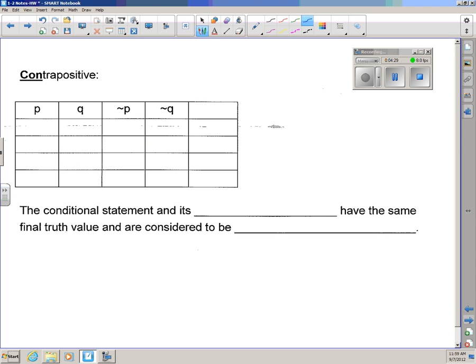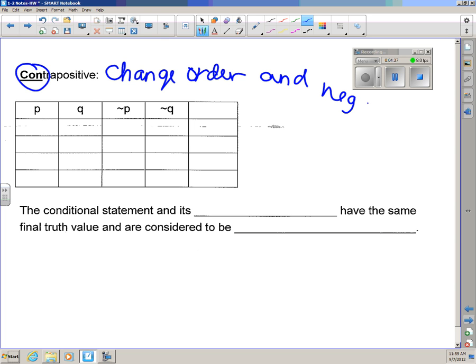Contrapositive. Change order and negate. So when I look at the original conditional, I'm going to change my order and I'm going to negate it. If not Q, then not P. Again, fill out your truth table for the beginning.